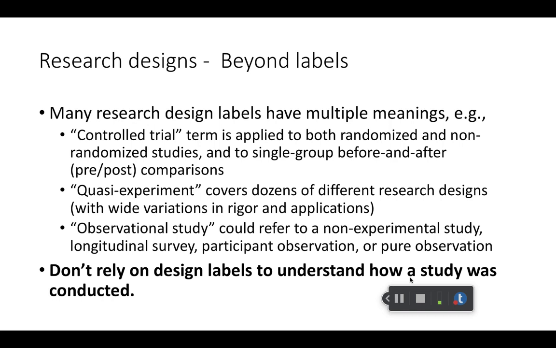Similarly, the term quasi-experiment covers dozens of different research designs with wide variations in the rigor and applications of those designs. Now we'll unpack those terms a little later in the semester. The third example here, observational study, could refer to a non-experimental study, a longitudinal study, participant observation, or pure observation. So again, we'll need to unpack that later on. But here, the main point of this slide and the one before it is don't rely on research design labels to tell you how a study was conducted.